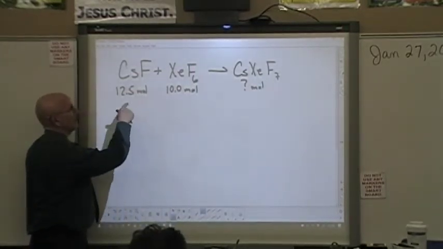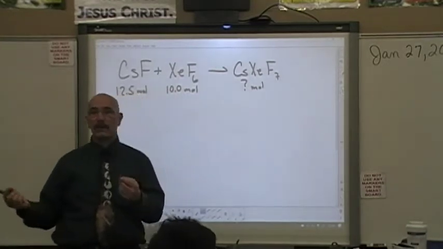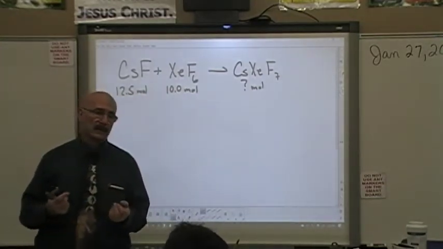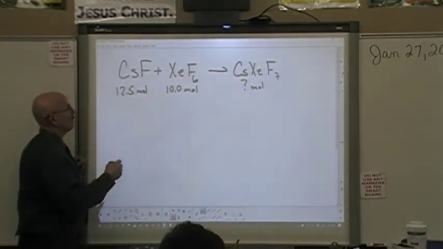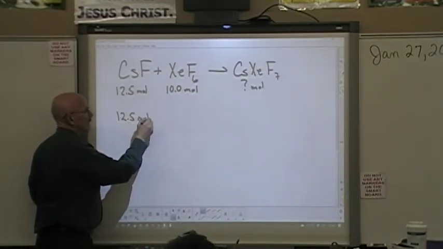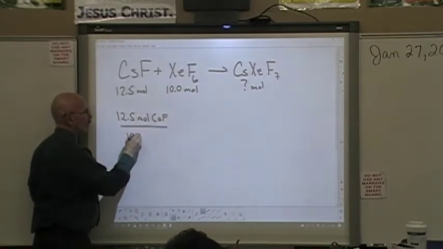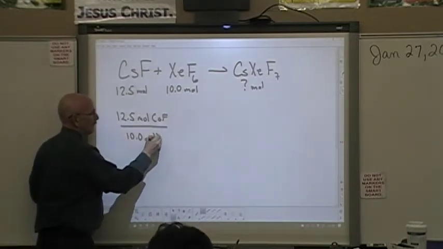Number 1, they're already in moles. Ta-da! If they were in grams, our first step is always change them into moles with the molar mass. In this case, we're just going to divide the 2. I'll take 12.5 moles of CsF and divide by 10.0 moles of XeF6.